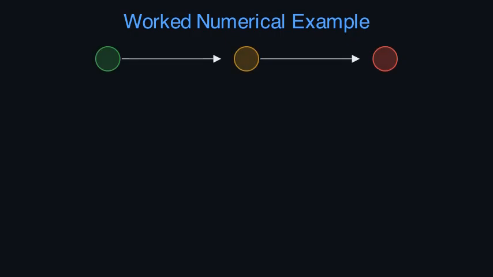Let us make this concrete with real numbers. Consider a tiny network: one input, one hidden neuron, one output. Input x equals 1. The first weight w1 is 0.5 with bias 0.1. The second weight w2 is 0.8 with bias negative 0.3. Our target output y is 1, and we use the sigmoid activation.